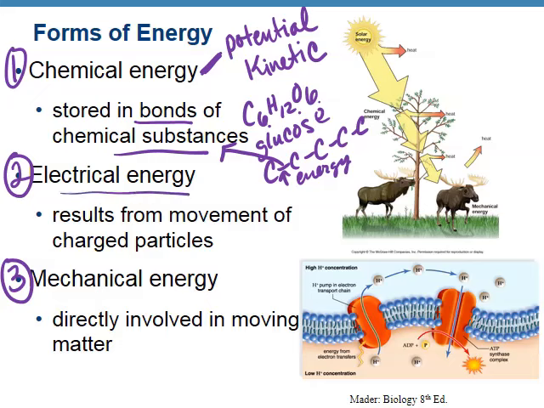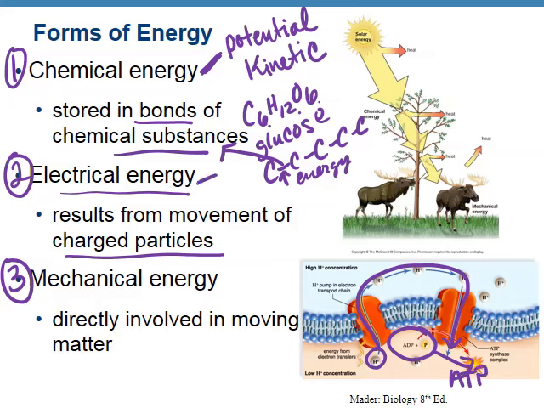Then we have electrical energy. Electrical energy results from moving particles. So in this picture or figure at the bottom here, we can see a charged molecule moving through these two complexes, and as that charged particle moves, it creates enough energy to turn ADP plus P into ATP. We're just changing from an electrical energy into a stored energy. This can also be called chemical energy.